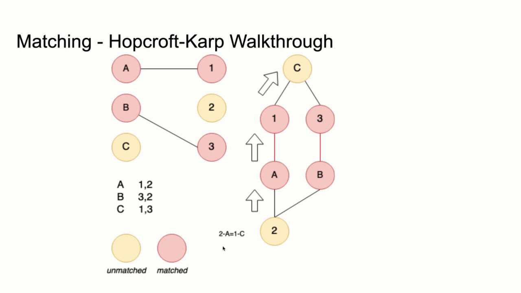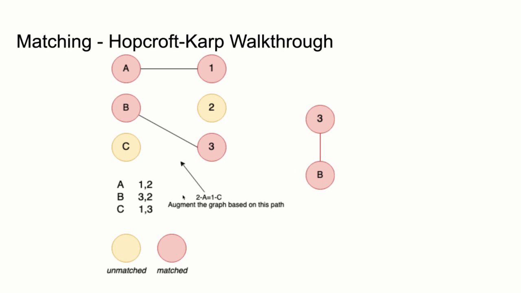So we're going to depict that down here as 2-A=1-C. You'll see I'm making connections using dashes and equal signs, but just keep in mind, like the black and red lines, this is representing connections that do not yet exist and connections that do exist. So we have the connection between 2 and A not existing, the connection between A and 1 existing, and the connection between 1 and C also not yet existing. And then we will remove that path from the graph. Once we find a path, we remove it from the right-hand graph.